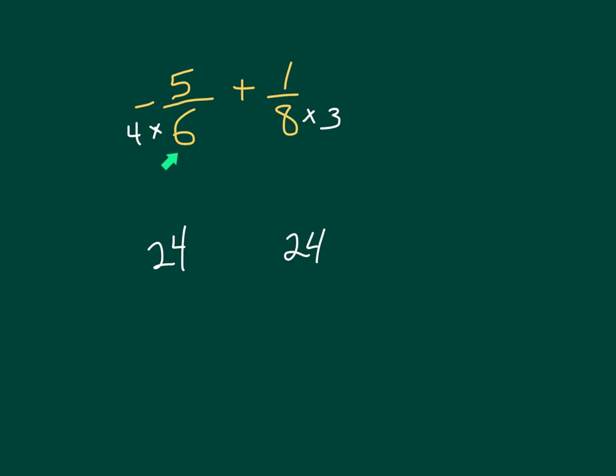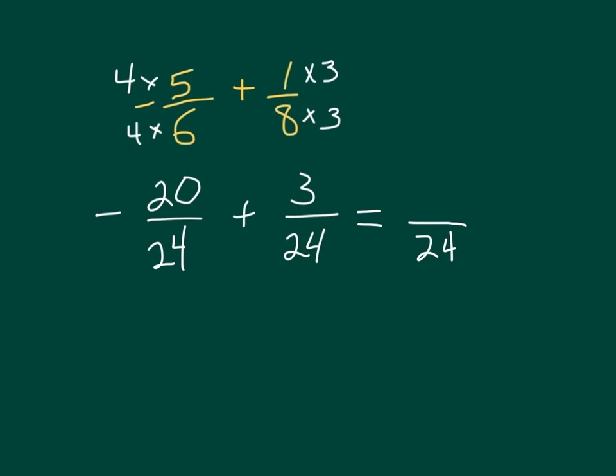So now I multiplied 6 by 4 to get a denominator of 24, so I have to do the same thing to the numerator, and the same thing over here, except I multiplied the denominator by 3, so I multiply by 3 there. And now that leaves me over here with negative 20, don't forget the negative sign, plus 3 over 24. So my denominators are the same, so I'm going to get 24, and now I get minus 20 plus 3, which would give me negative 17 over 24.